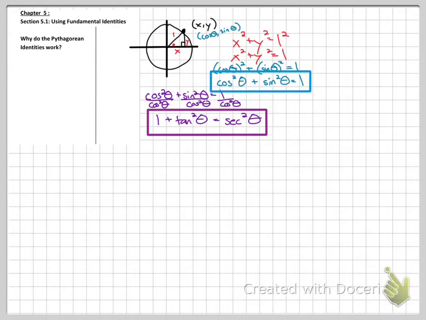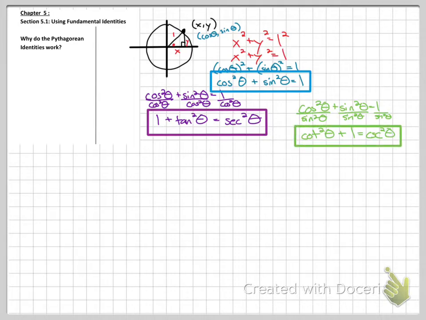I can do that again. If I take the original identity, cosine squared theta plus sine squared theta equals 1, and instead of dividing by cosine squared, let's divide by sine squared this time. Everything gets divided. Cosine squared over sine squared is cotangent squared, right? Cosine over sine. That becomes 1, and 1 over sine squared is cosecant squared theta.